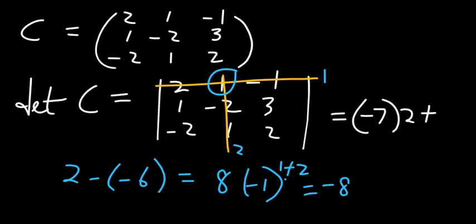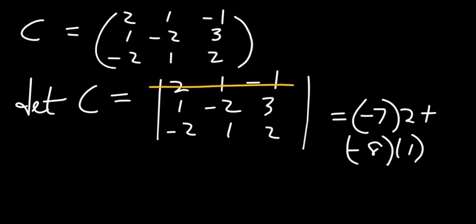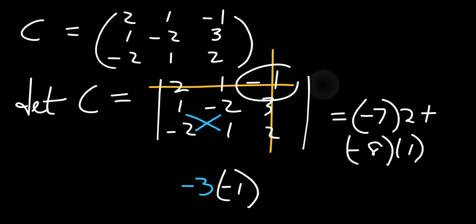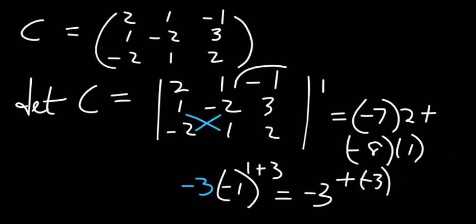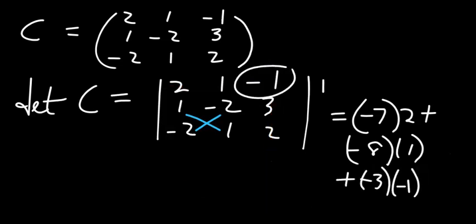So the second term in the expansion in evaluating the determinant of C is that minus 8 times that element, which is 1. Now let's do the last number in the first row, which is minus 1. So you're left with a 2 by 2 matrix again. So this is 1 minus 4, which is minus 3. The parity of this minus 1 is minus 1. It occupies row number 1 and column number 3. So 1 plus 3. So that's going to give you a minus 3. So the last term in the expansion is that minus 3 times that element itself, which is minus 1. So the answer you get is minus 19. So that is the determinant of this matrix C.